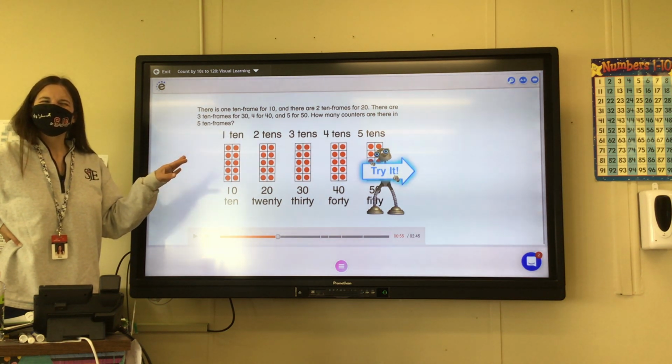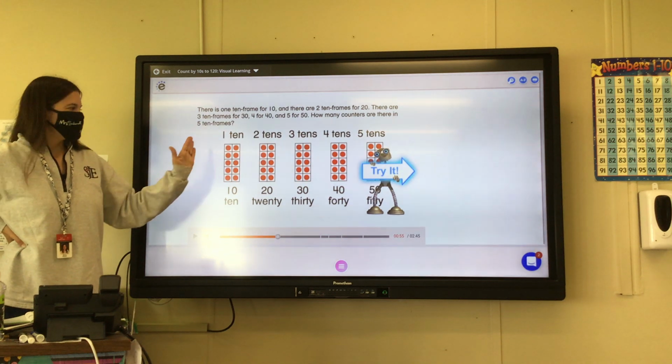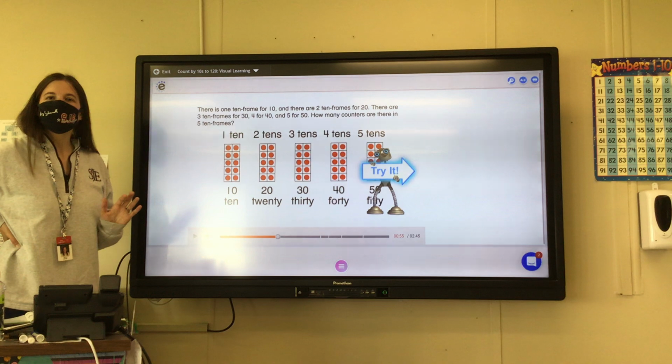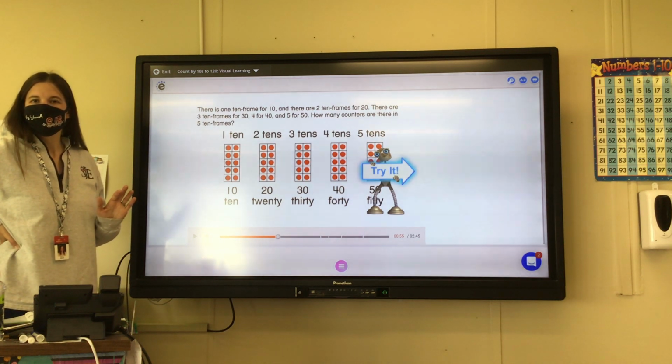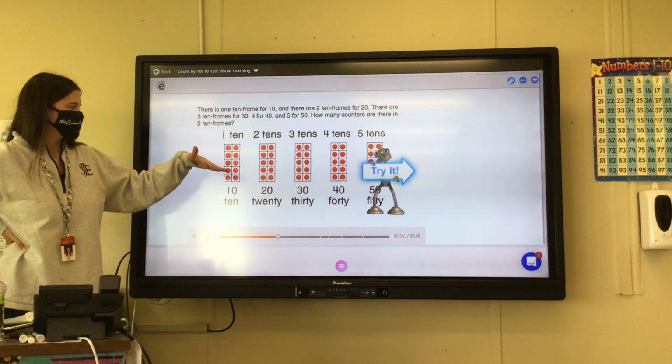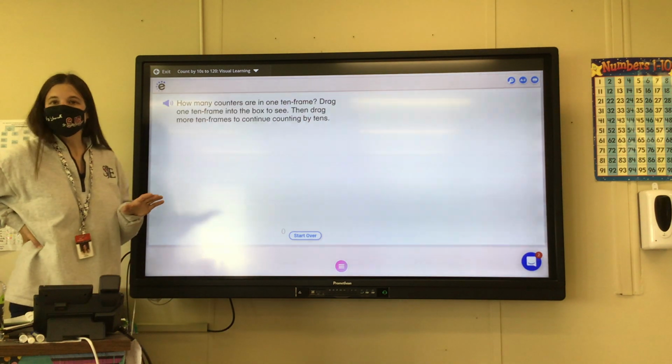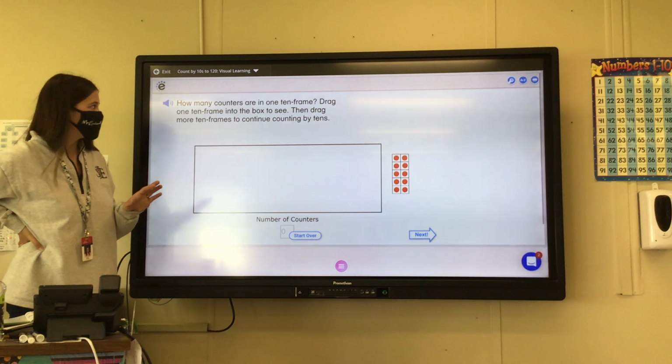Now look at the 10 frames. Are they the way we've been doing them all year long? Usually they're like this. Now they're up and down like this. Same amount of counters that needs filled up. It's just a different way. Instead of going this way, they go this way. Still has 10 counters in each 10 frame when they're filled up.